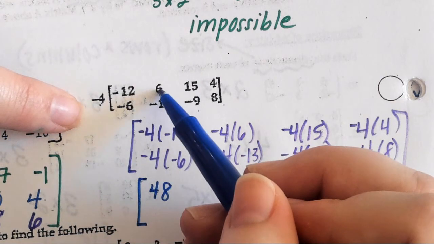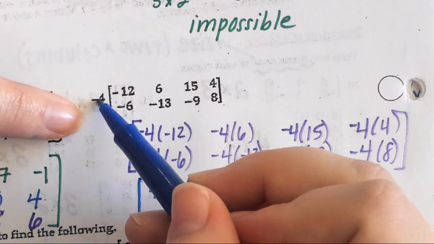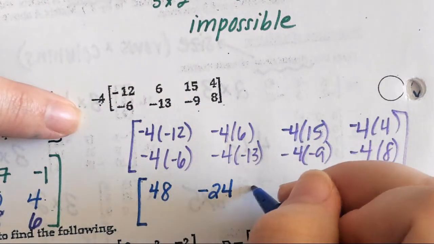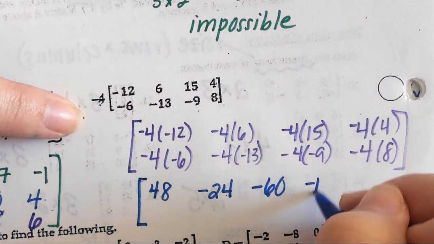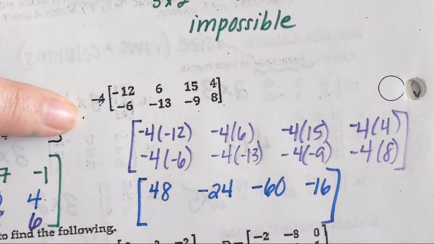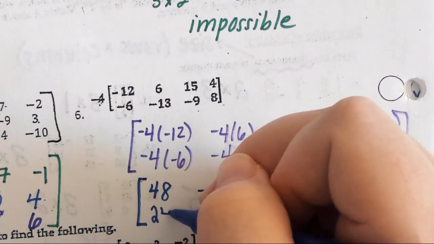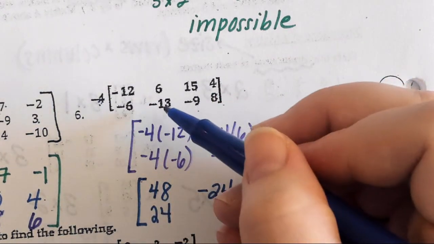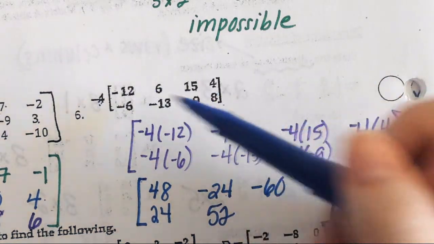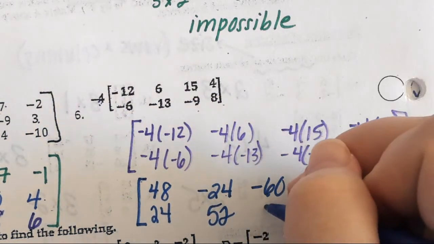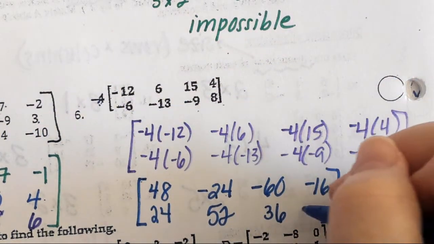-4 times +6 ends up being -24. -4 times 15, we get -60. -4 times 4, -16. -4 times -6, we get +24. -4 times -13, we get +52. -4 times -9, we get +36. -4 times 8, we get -32.